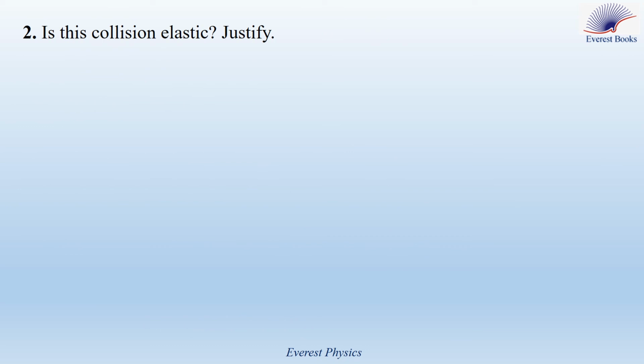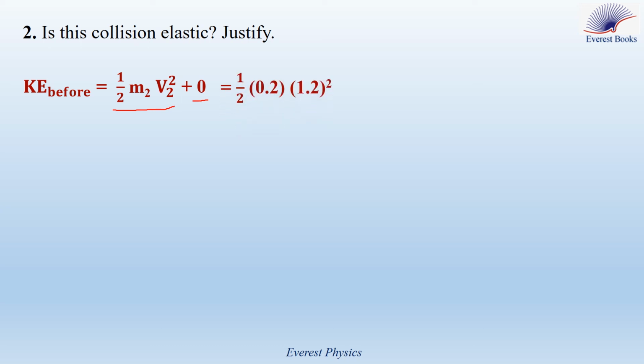Now, part 2. Is this collision elastic? Justify. Let's start with calculating the kinetic energy of B and D before the collision. So we have the kinetic energy of block B, which is 1/2 m2 v2 squared, and the kinetic energy of block D, which is 0 because D was initially at rest before the collision. So m2 is equal to 0.2 kilograms, and its speed before the collision is 1.2 meters per second, and the answer is 0.144 joules.